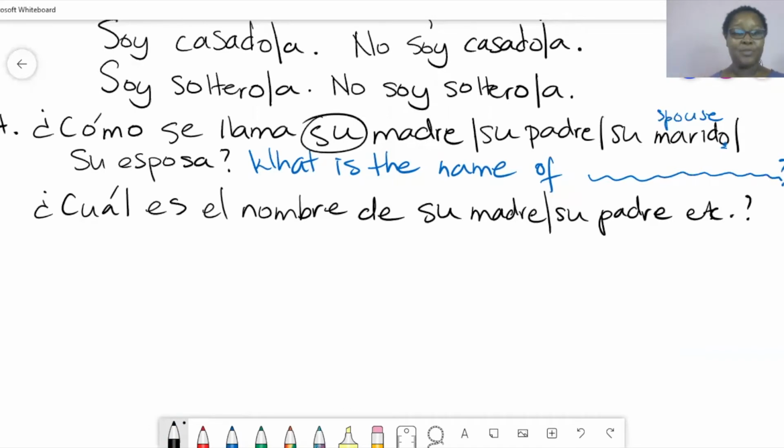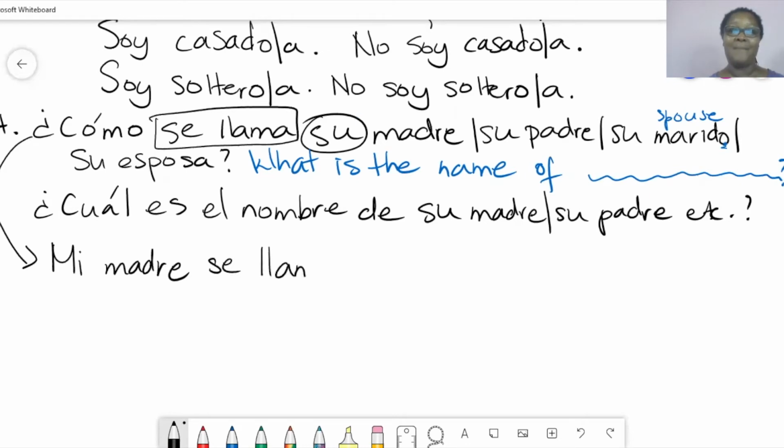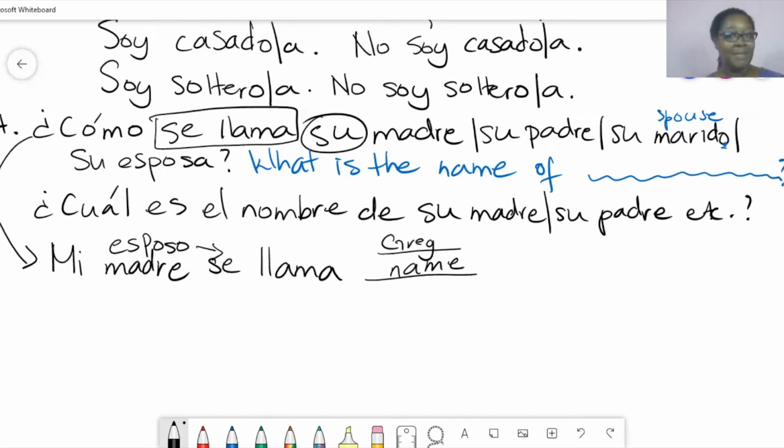So we grab our su and we make it mi: mi madre, or mi padre, mi marido, mi esposa, calls herself. So we take our verb and it still remains se llama. My mother calls herself, and we put the name: Anna, Maria, Annabella, whatever her name is. The same thing applies for your spouse. So mi esposo calls himself, whatever his name is, Greg. Mi tío se llama, whatever his name is, Anthony.